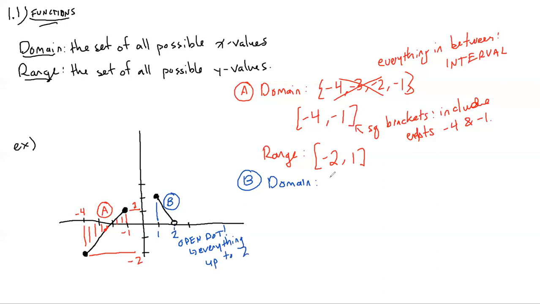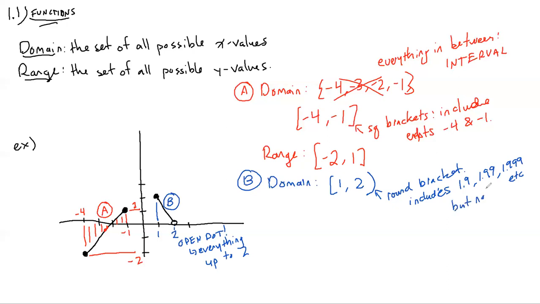So as far as our bracket, the way that we would represent that is 1 and then 2, and that's where we get that round bracket. And so what that means is that it's including, let's say like 1.9, 1.99, 1.999, etc. So all things that are really, really close to 2 on the left-hand side, but smaller than 2, but not 2 itself. And so that's what we are getting for our domain there.